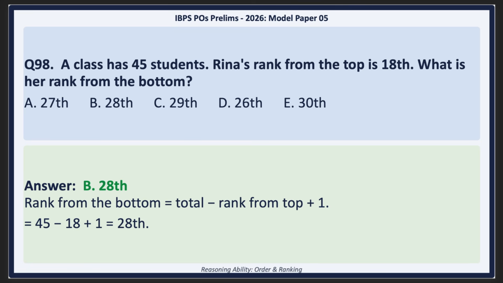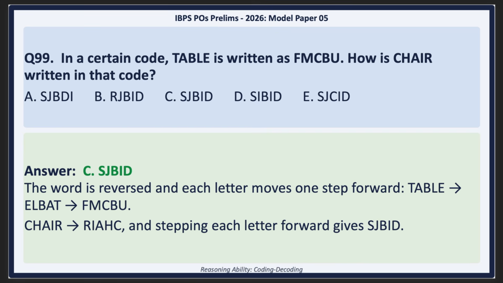Question 99 is coding decoding. The word table is written in a secret code as FMCBU. How is the word chair written in that same code? I'm looking at T becoming F, which is a huge jump backward in the alphabet, but A to M is a huge jump forward. Don't look at it straight on.